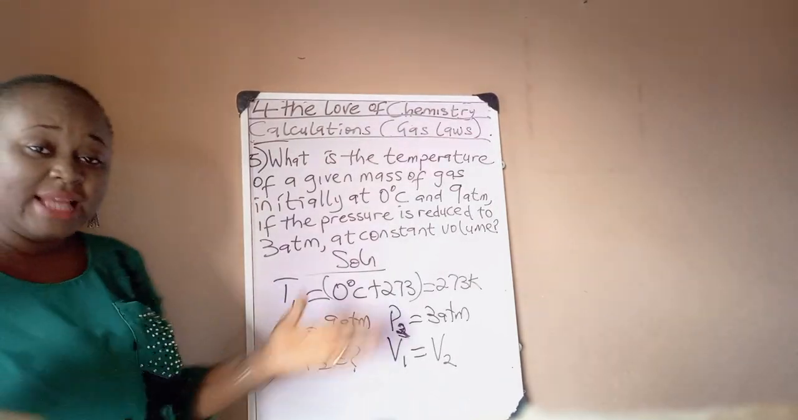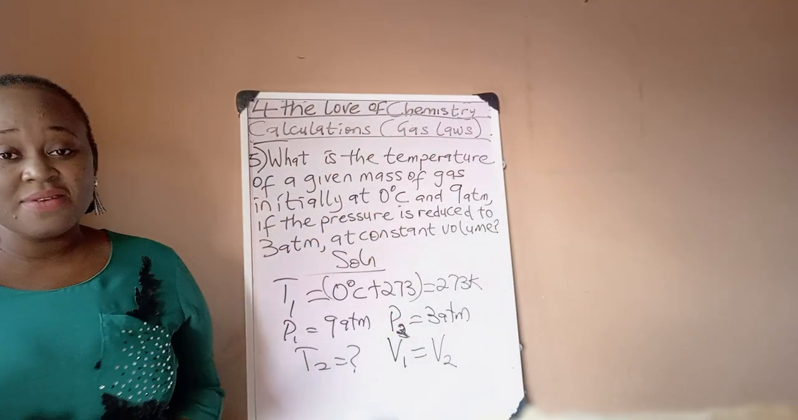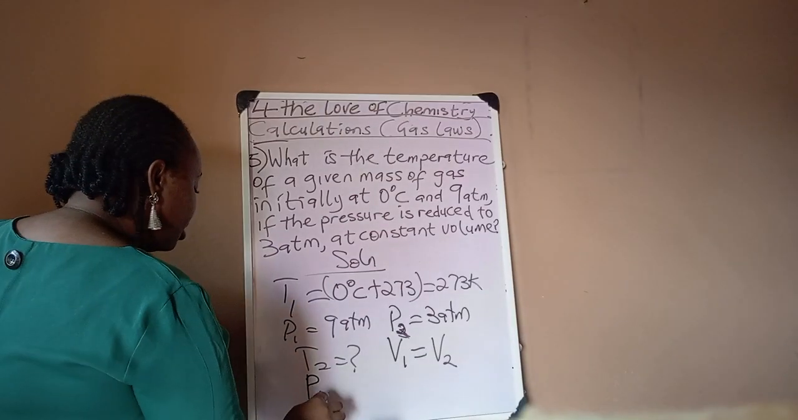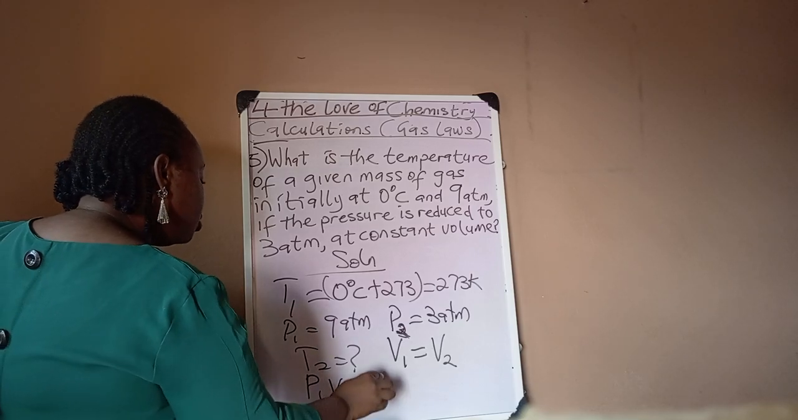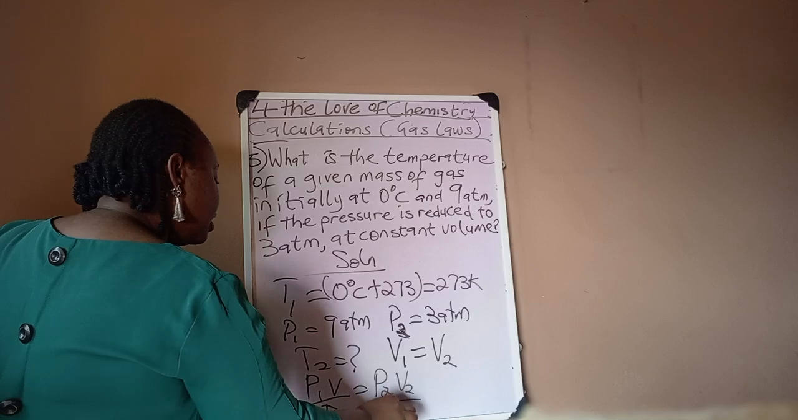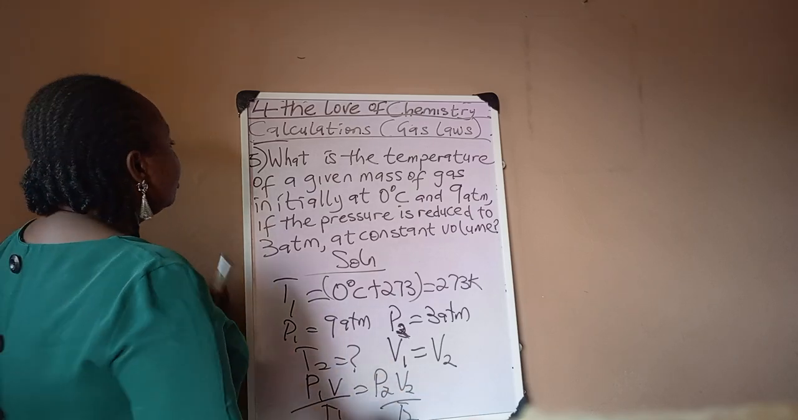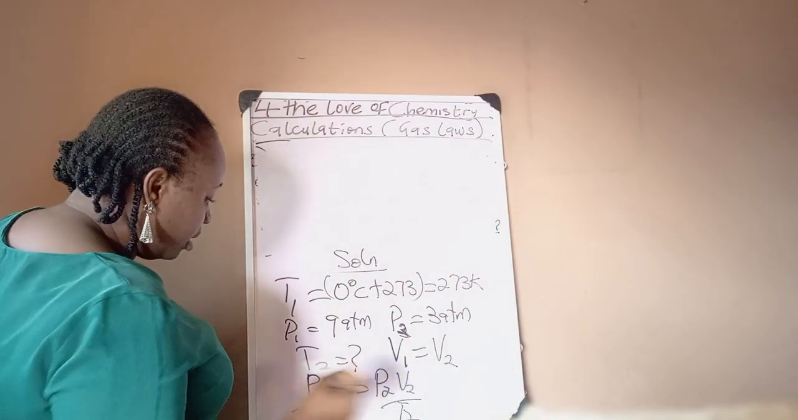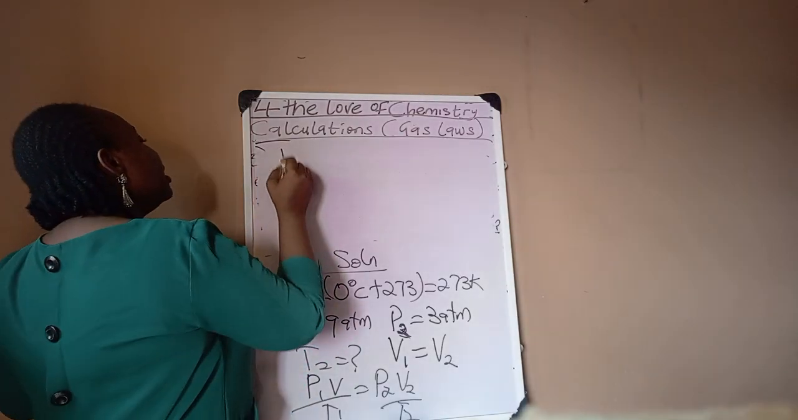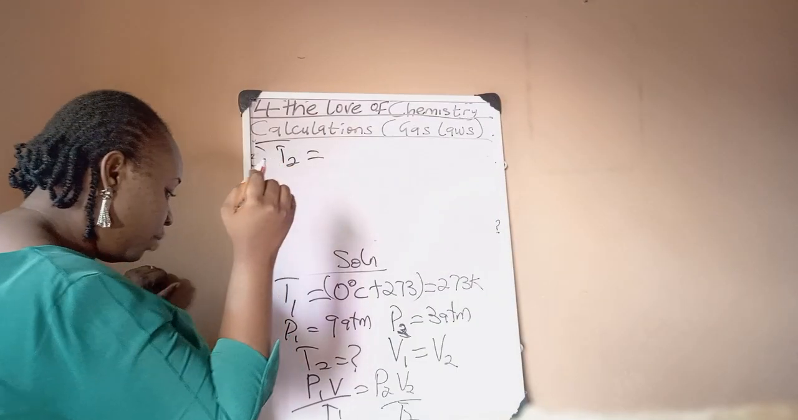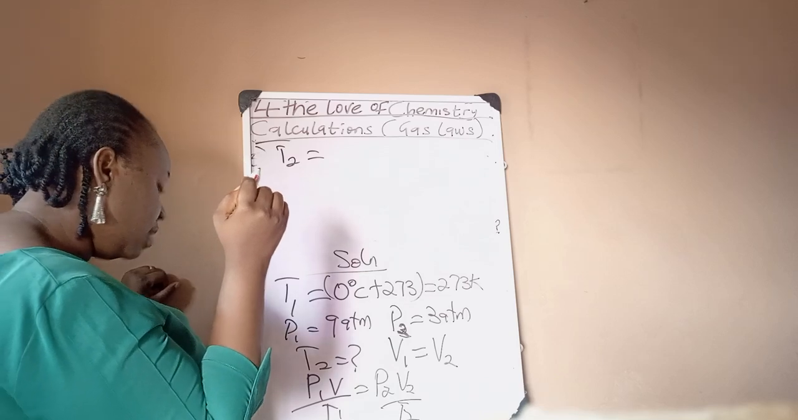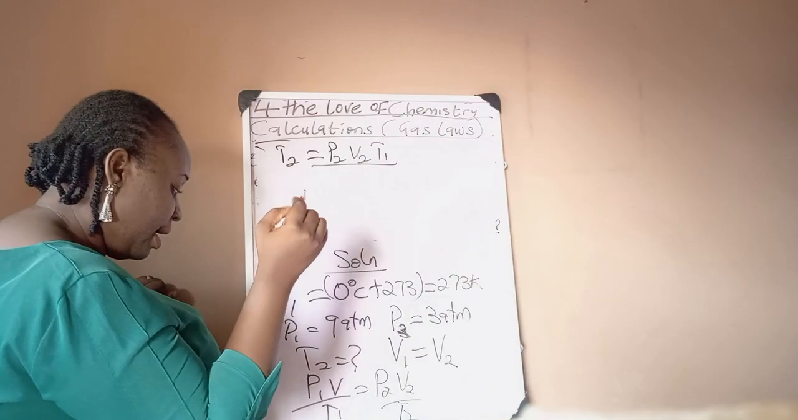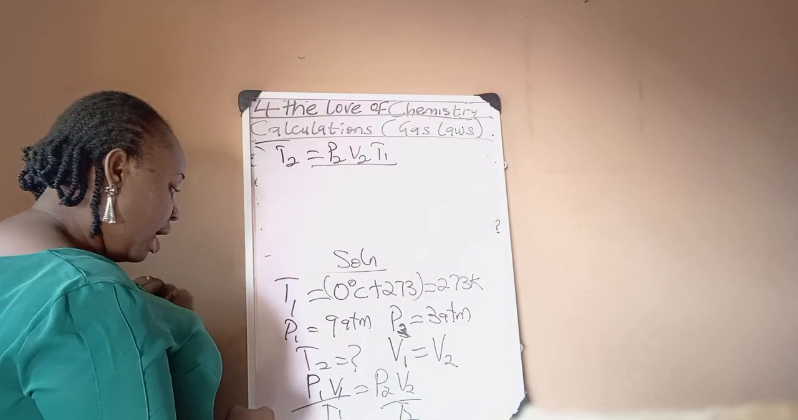But then there is a formula that involves all of them, and that is the general gas equation that combines both Charles and Boyle's law. And this is the general gas equation, as we already know: P1 V1 over T1 equals P2 V2 all over T2. So we're asked to find T2. So when we make T2 subject of the formula, we have P2 V2 T1 all over P1 V1.